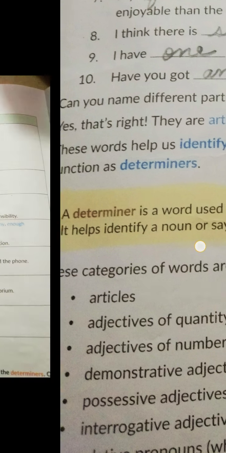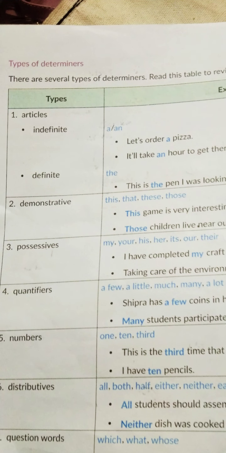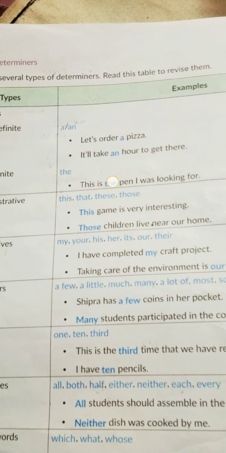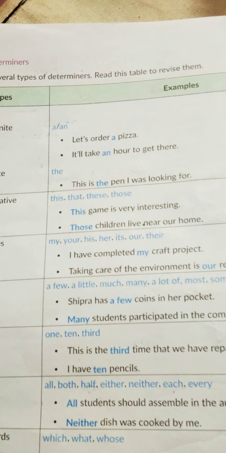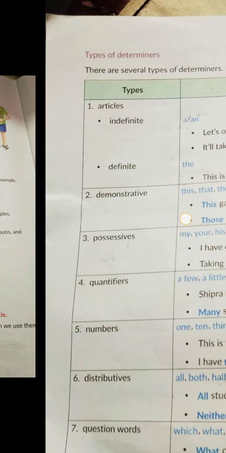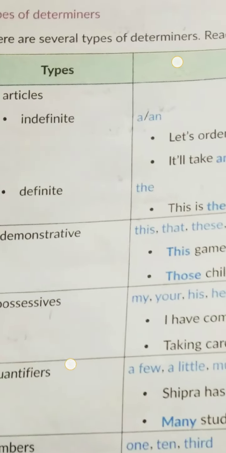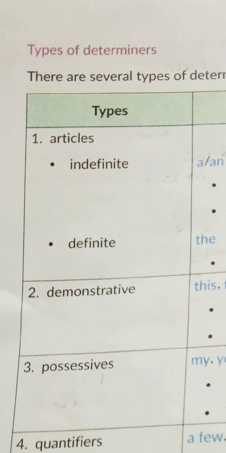Now, let us see the types of determiners. There are several types of determiners. Let us read this table to revise. The very first determiner we will deal with is articles. We know articles are of two kinds, indefinite and definite.